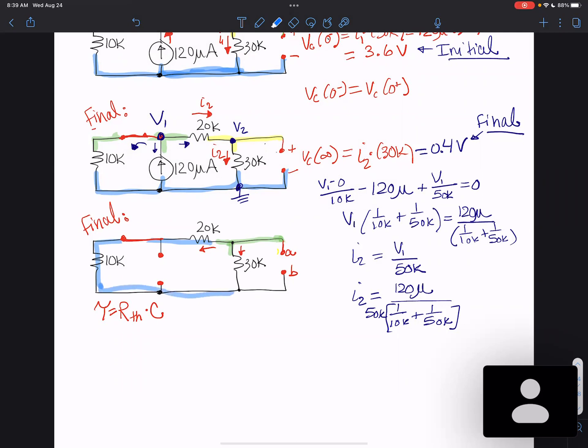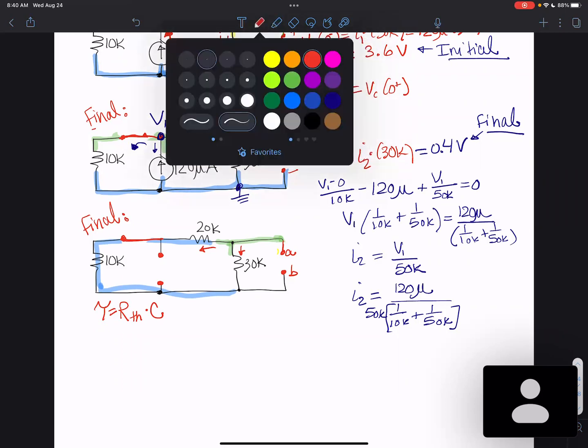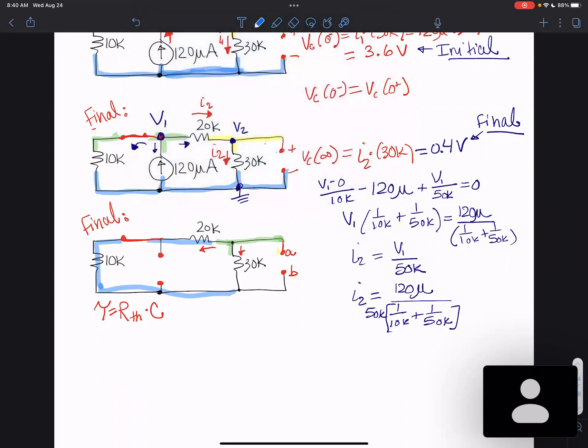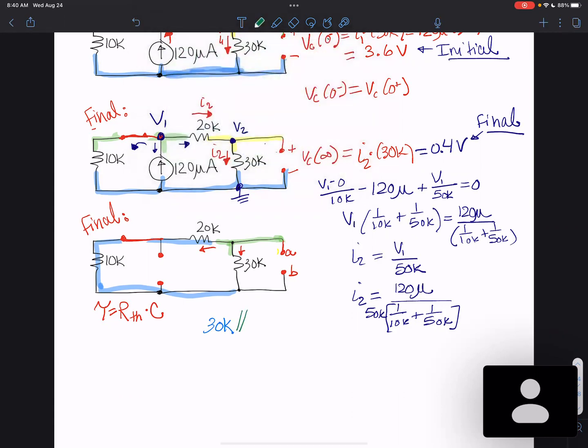And then as I come through here again, it splits again to combine them. So everything in the blue branch would be added together because they're in series. So I have 30K. And then that is in parallel with the 30K. So that is my RTH, and that ends up being 15K.